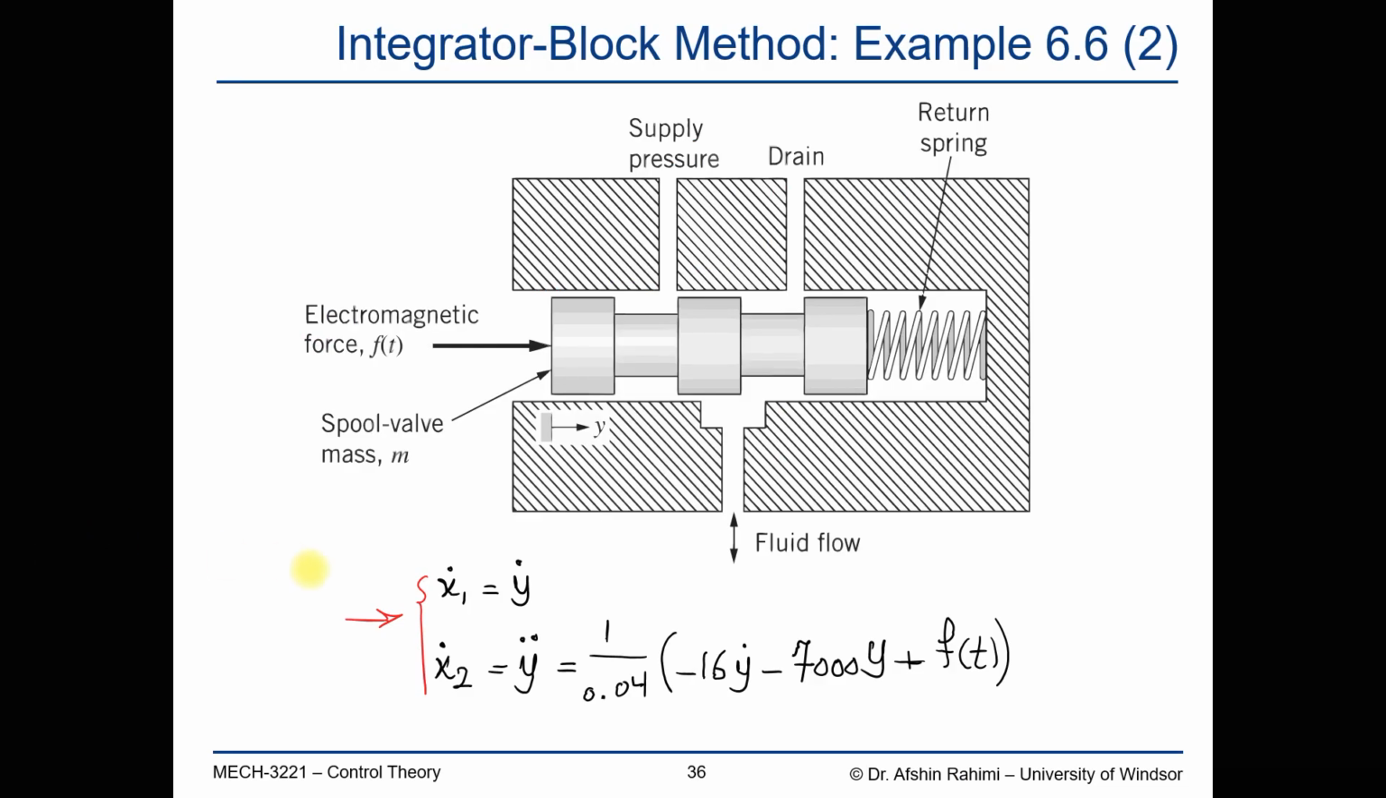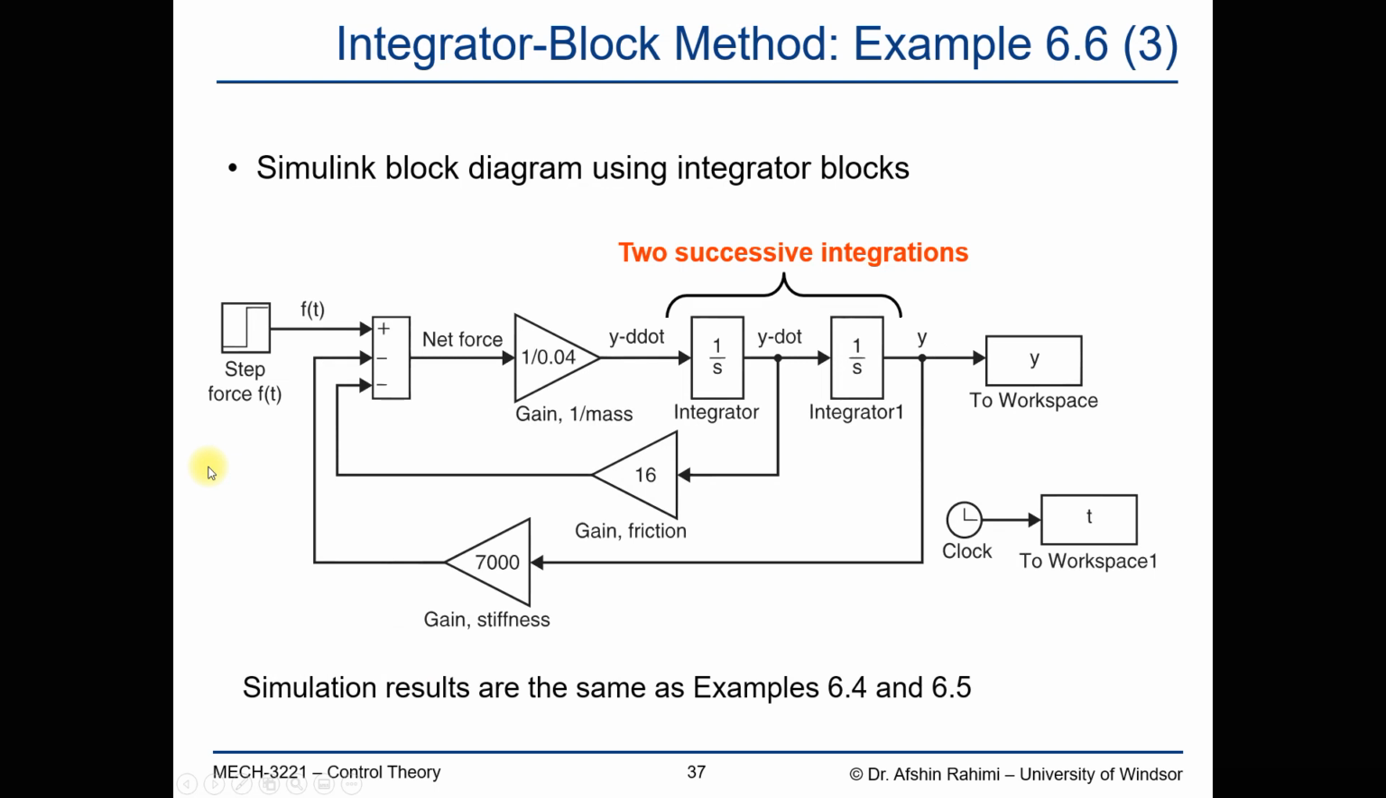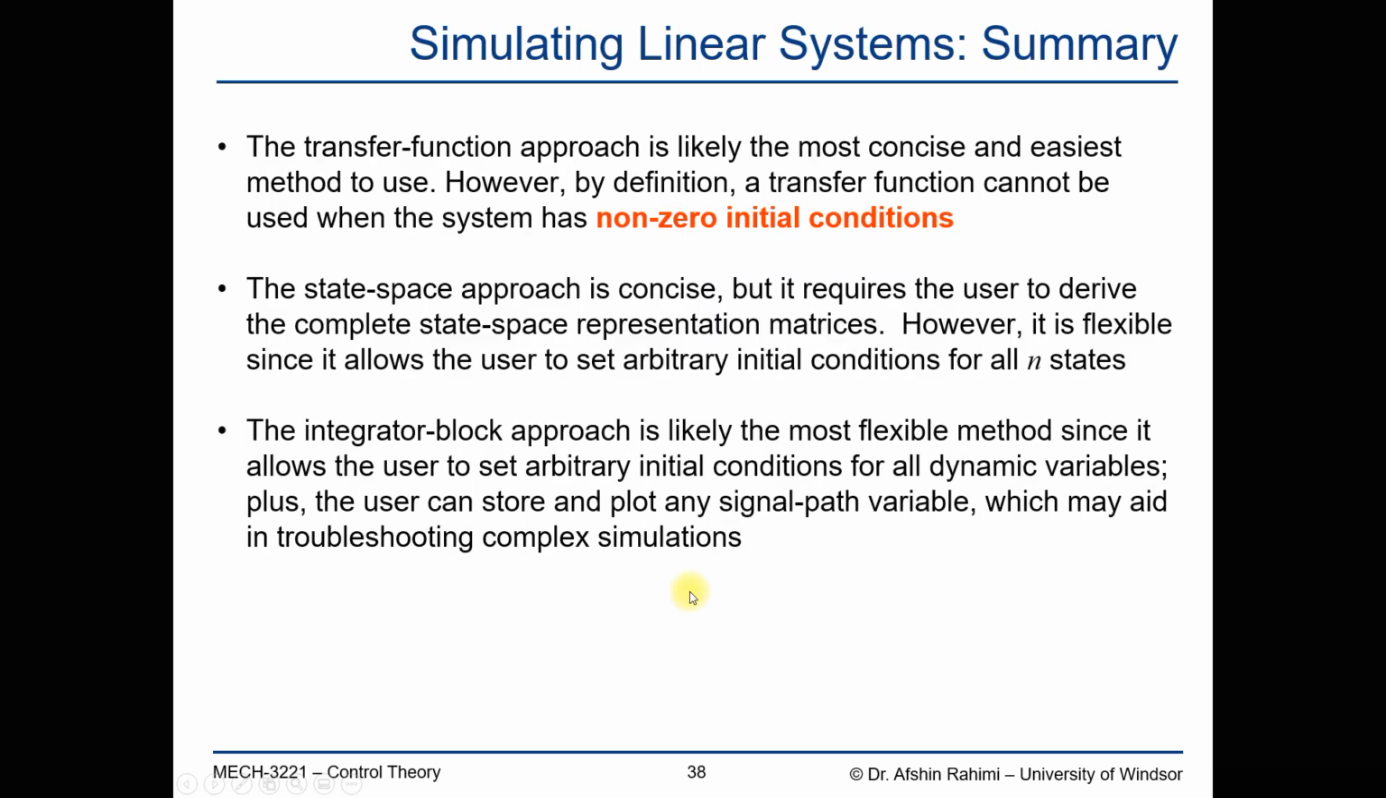So let's see what else we can do. So we created this Simulink block and we were able to obtain the same result as the two other approaches. The transfer function approach is likely the most concise and easiest method to use. However, by definition, a transfer function cannot be used when the system has non-zero initial conditions. The state space approach is concise, but it requires the user to derive the complete state space representation matrices. However, it is flexible since it allows the user to set arbitrary initial conditions for all n states.